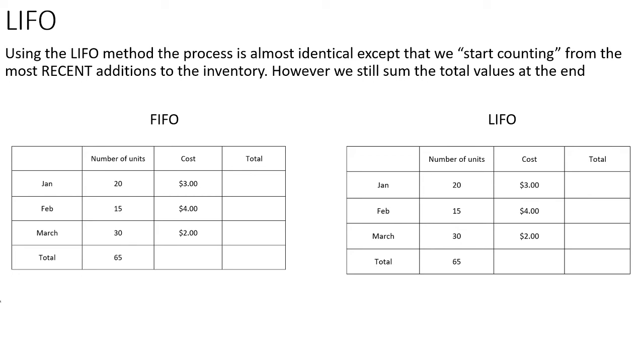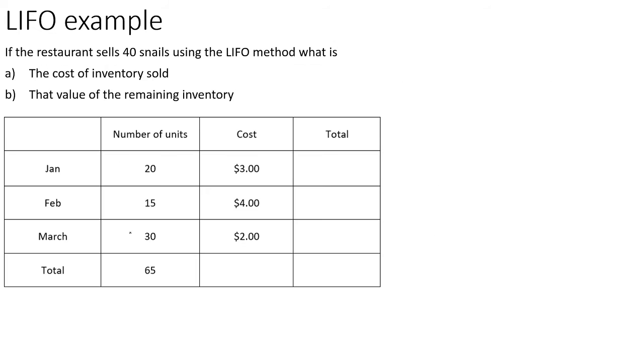So again, with first in, first out, we went from top down, right? Well, with last in, first out, all we do is go from the bottom up. So we're going to sell from the bottom all the way to the oldest month instead of going from the oldest month down to the most recent month. Same deal. This time we're going to sell 40 snails using last in, first out. We want the cost of goods sold and the cost of goods remaining.